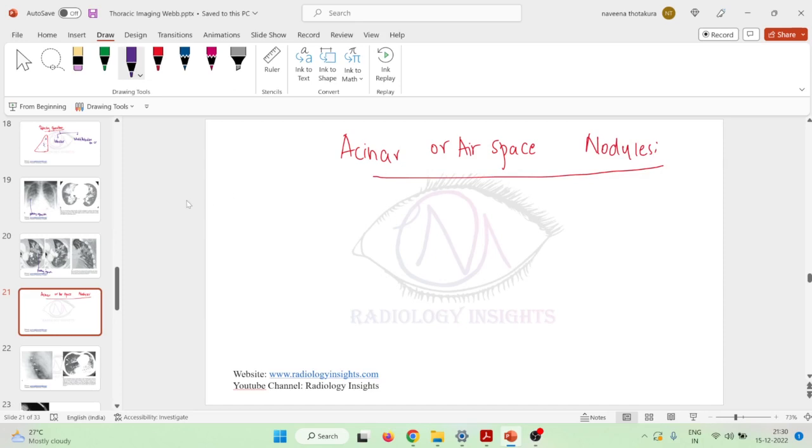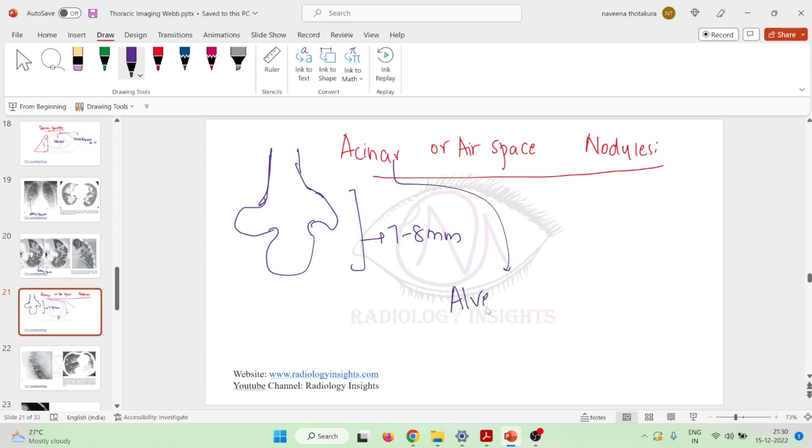Acinus is actually the alveoli along with the terminal bronchiole, which is the terminal unit for gas exchange, and is called acinar or airspace. Okay, this is after the terminal bronchiole, distal to the terminal bronchiole, and it is supplied by the first order respiratory bronchiole. So this is acini. This acini average diameter will be 7 to 8 millimeters, and this acini actually involves alveoli plus first order respiratory bronchioles.